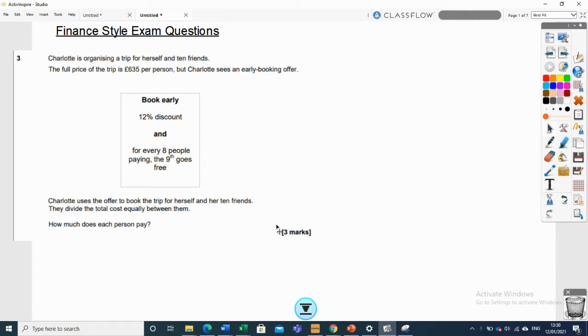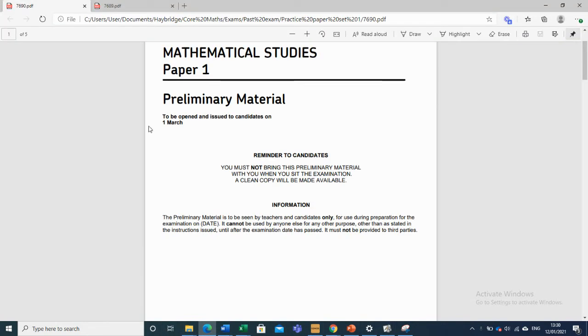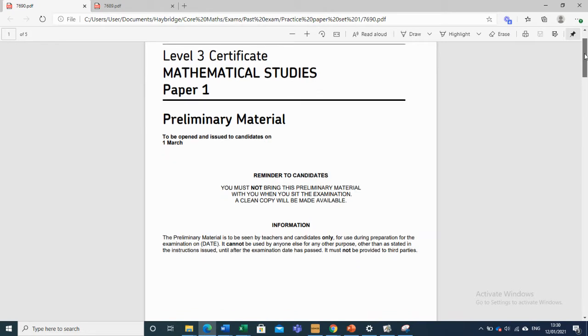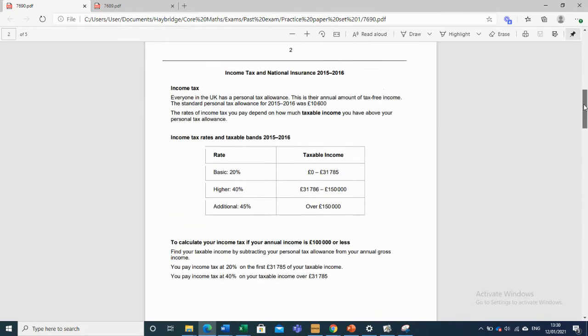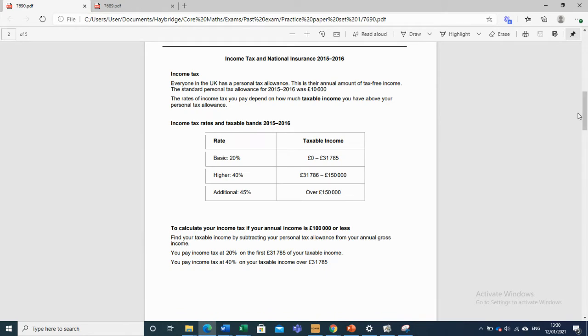Now you're going to need two things. You're going to need the questions, obviously, and you're also going to need the preliminary material for paper one, which is this. So if we have a quick look through what's involved in the preliminary material, we've got our information for income tax.